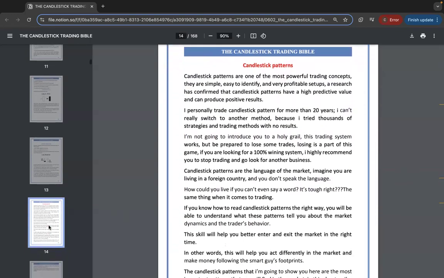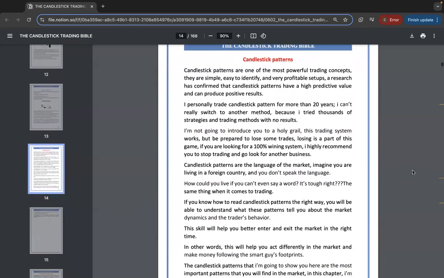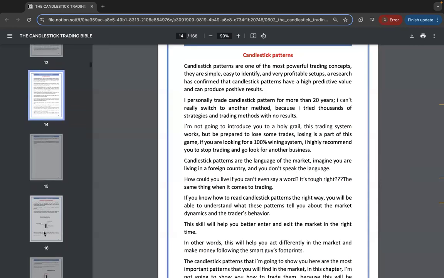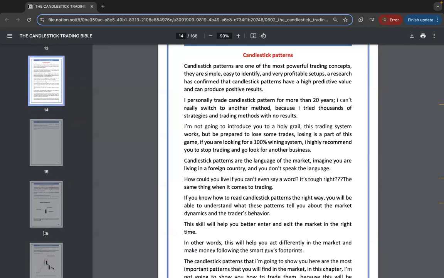Candlestick patterns. Candlestick patterns are one of the most powerful trading concepts. They are simply easy to identify and very profitable setups. Our research has confirmed that candlestick patterns have a high predictive value and can produce positive results. I personally have traded candlestick patterns for more than 20 years. I can't really switch to another method because I tried thousands of strategies and trading methods with no results.